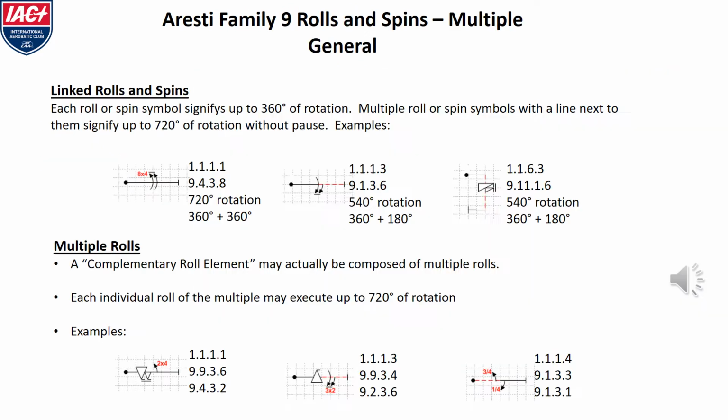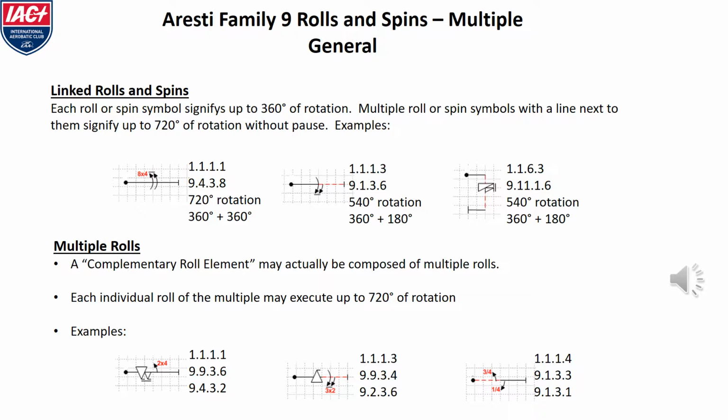Figure 3. Aresti family 9 rolls and spins may be linked and may be multiple. Each roll or spin symbol signifies up to 360 degrees of rotation. Multiple roll or spin symbols may be combined with a line next to their points signifying up to 720 degrees of rotation. You see 3 examples in the middle of your picture.